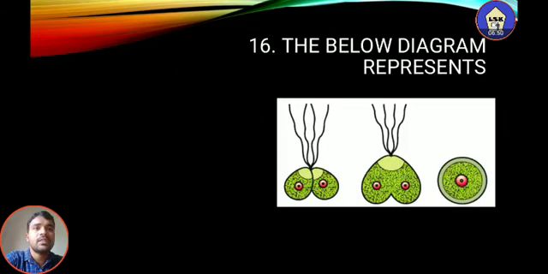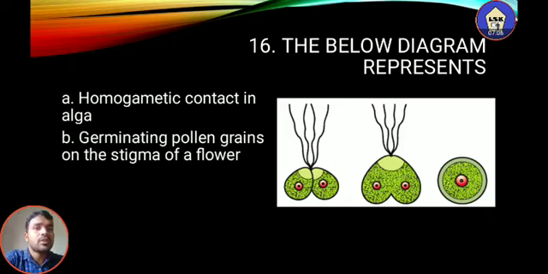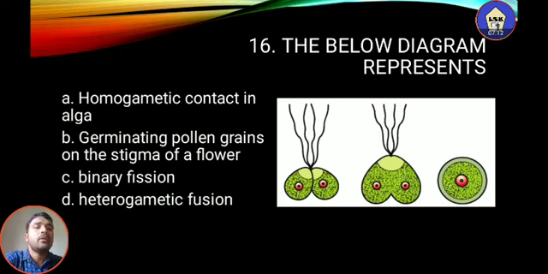Now question number 16. The below diagram represents... I think this represents the gametes and their fusion. See the options. Option A, homogametic contact in alga. Option B, germinating pollen grains on the stigma of the flower. Heterogametic fusion is wrong. The gametes are similar, so that is wrong.